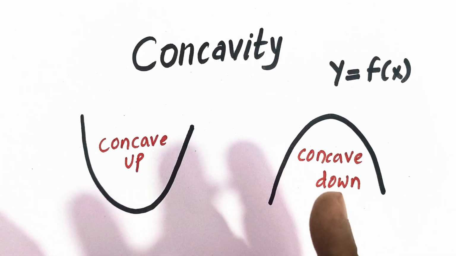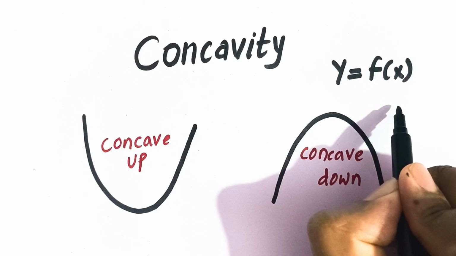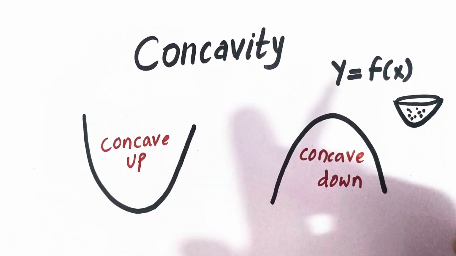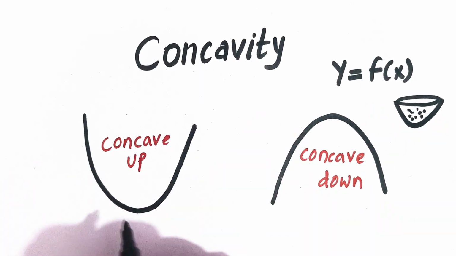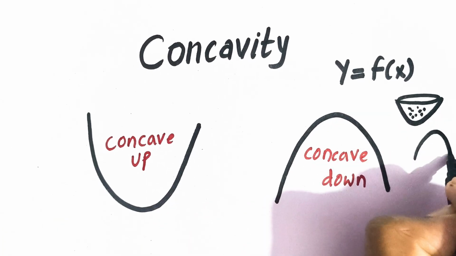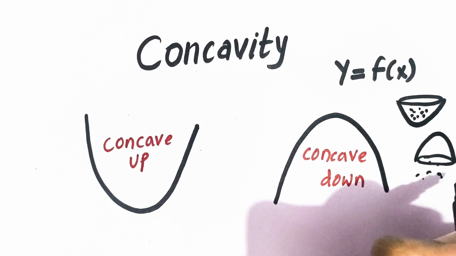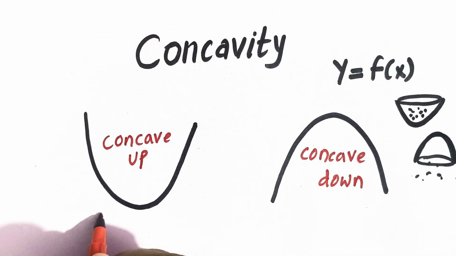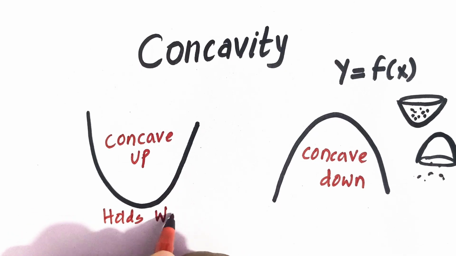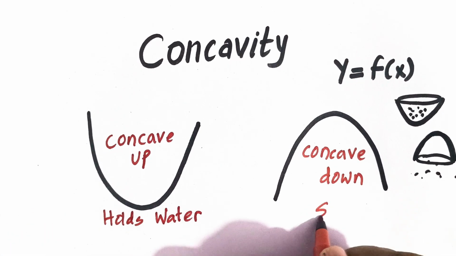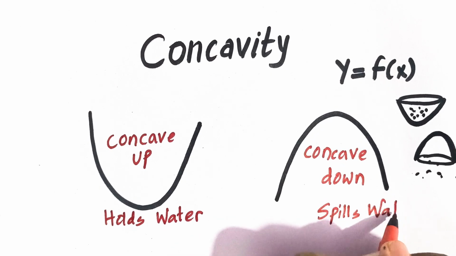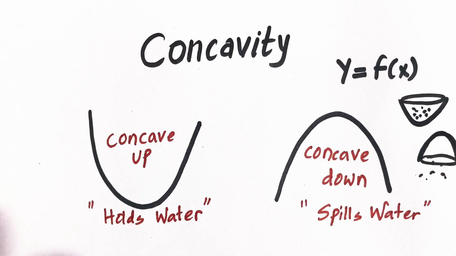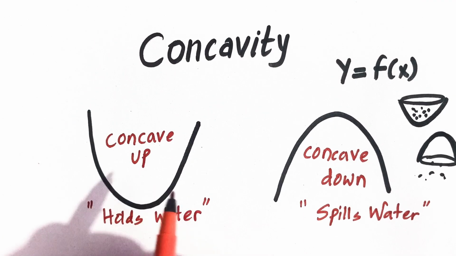Suppose you have a container and it can hold water when its mouth is upward; that shape is called concave up. And when it spills water, when water falls from the container, that shape is called concave down. So we may say this holds water, and this spills water. So a graph of the function has two ways in which it bends. One is concave up, another is concave down.